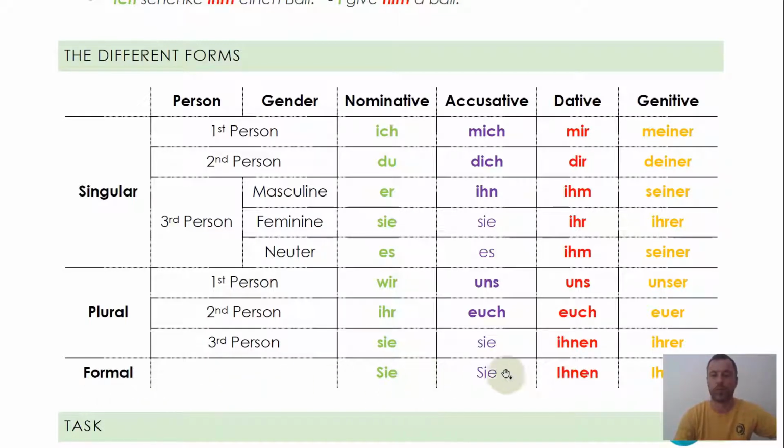And due to the fact that the formal version always copies the plural version of the third person, we do that here too, just with a capital letter. So we have the capital S, we just stick to the same thing in accusative, dative, and also in genitive, in case you encountered it. Same form like this, but with a capital letter.